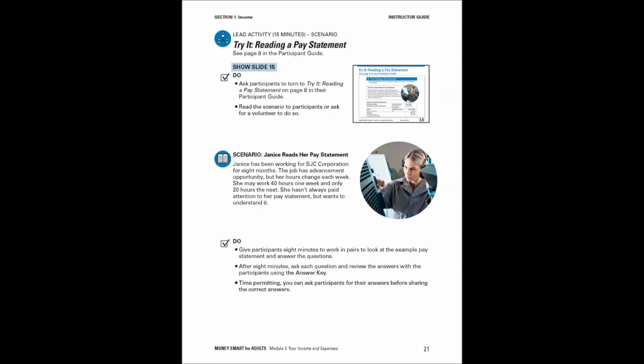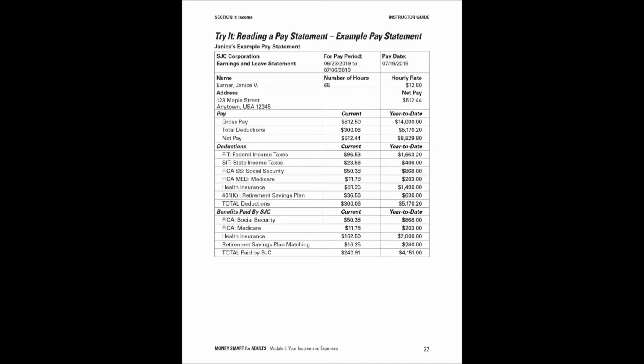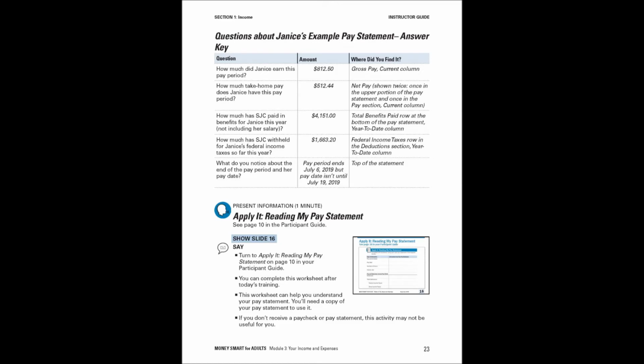Our activity now is Try It, reading a pay statement. So you're going to read the scenario or ask a participant or volunteer to do so. And the scenario is Janice reads her pay statement. Give participants about 8 minutes to work in pairs to look at the example pay statement and answer the questions. And after the 8 minutes, ask each question and review the answers with the participants using the answer key. And time permitting, you can ask participants for their answers before sharing the correct answers.